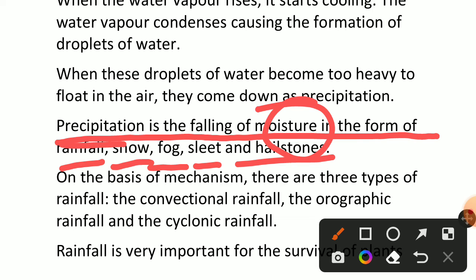We get rainfall. Snow in the northern areas like the Himalayas, you will get snow. Fog we can get in hill stations. Hailstorms we can get.